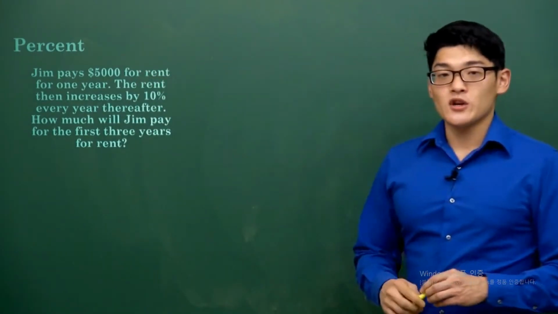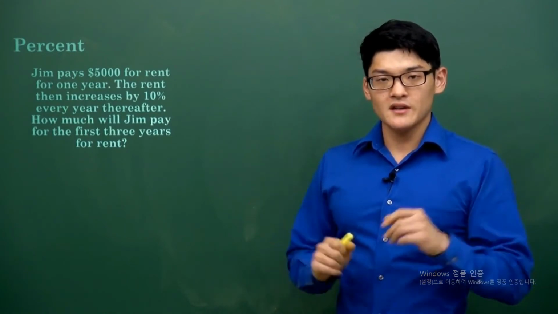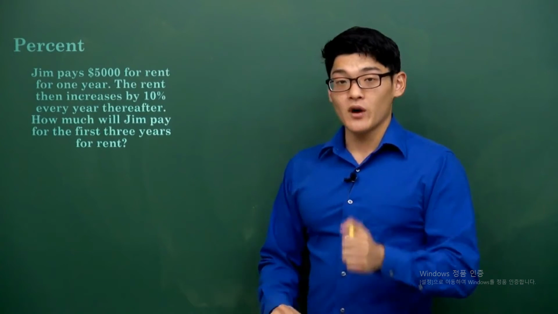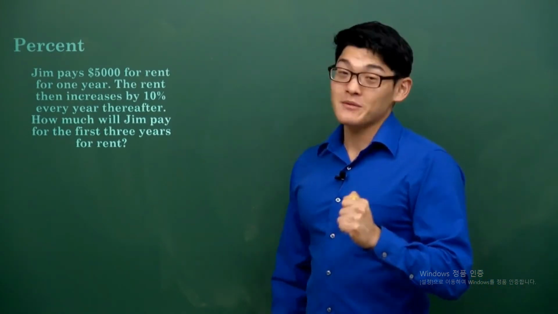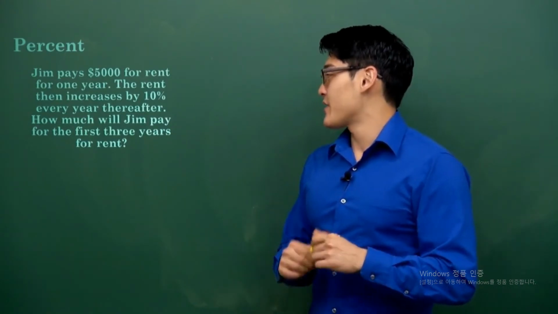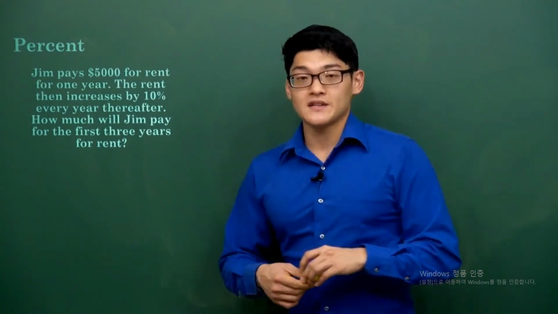So let's go ahead and read this question. It's a little harder question, but I don't think it's too bad. Jim pays $5,000 for rent for 1 year. That is pretty cheap rent. I want to live where he's living, or maybe not. The rent then increases by 10% every year thereafter. How much will Jim pay for the first 3 years for rent?